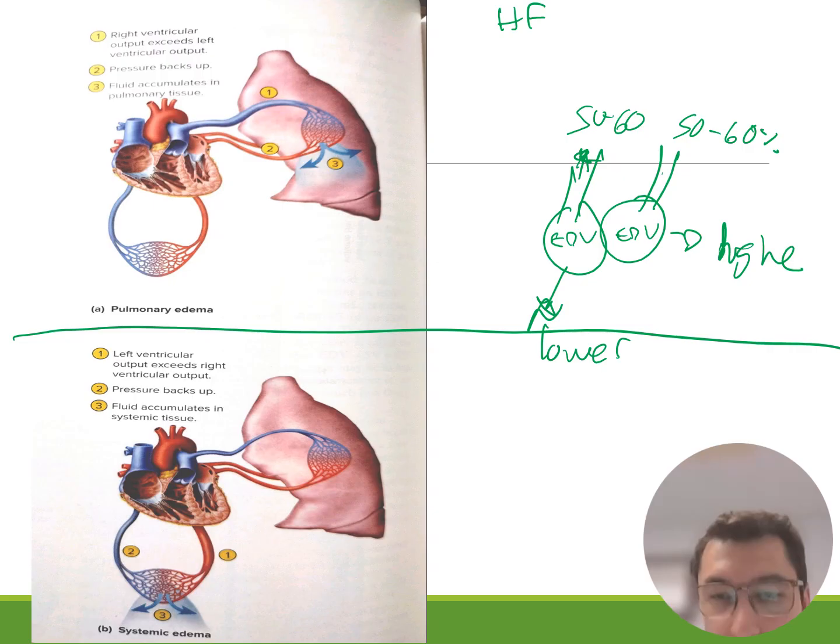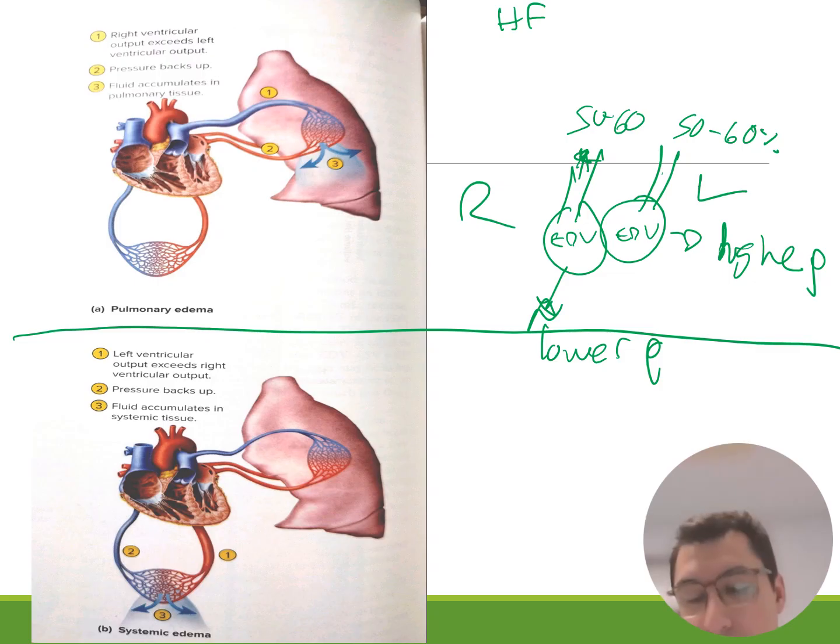lower pressures. We're going to put left here and right here. That is because there is less resistance on the tissues in the pulmonic circuit than there is resistance in the systemic circuit. So we want to make sure that this is the same volume, because if we start to have an excessive amount of blood collecting in one system more than the other, then it will lead to other issues.